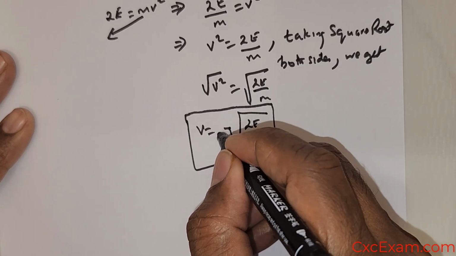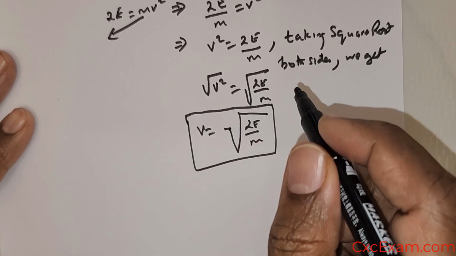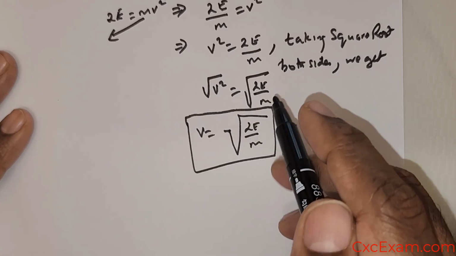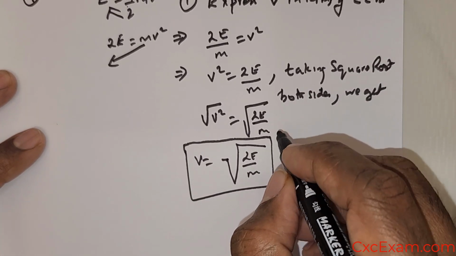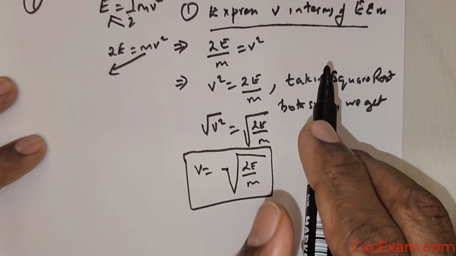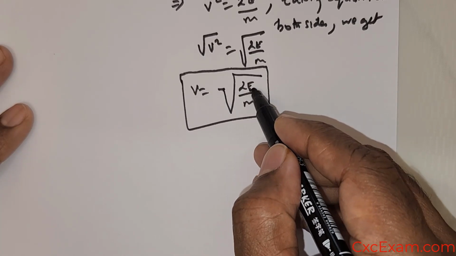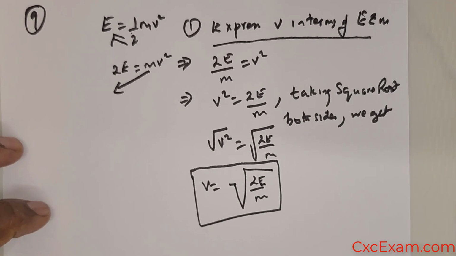If you're not okay, you can add a plus or minus before the square root sign. But this one is sufficient enough to answer this question. Why do I say that? They only want you to express V in terms of E and m. So that is exactly what you have done. You expressed V in terms of E and m. So that is the solution for the first question.